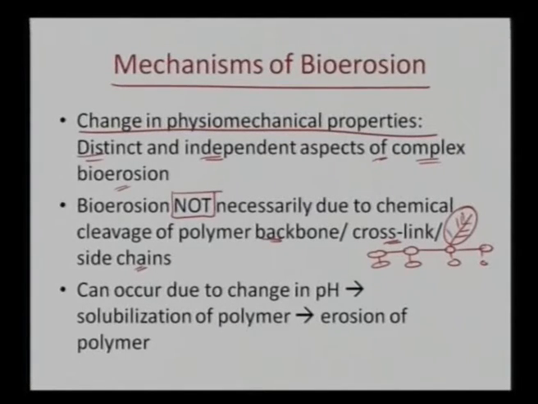It can also occur by certain change in the environment itself. So if we have certain change in the environment, that can occur because of change in the pH, and because of change in the pH, we can also have certain solubilization of the polymer, and that can lead to the erosion of the polymer.